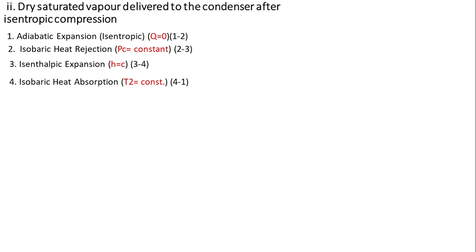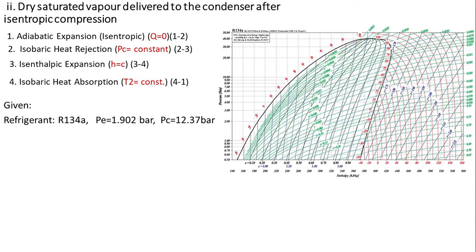Now let us see the given data: the refrigerant, the pressure of the evaporator, and the pressure of the condenser, which is 12.37. Let us draw the cycle on the pH chart. The same process you have to do. First draw these two dotted lines so you will understand where those are. The evaporator pressure line is coming here only, because the 2 bar pressure line, below that you can draw the 1.9 bar pressure line like this.